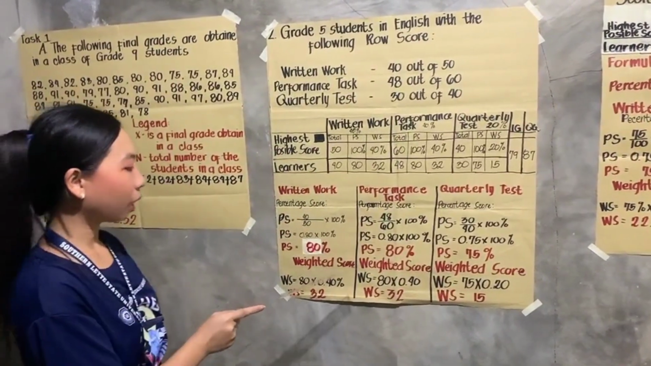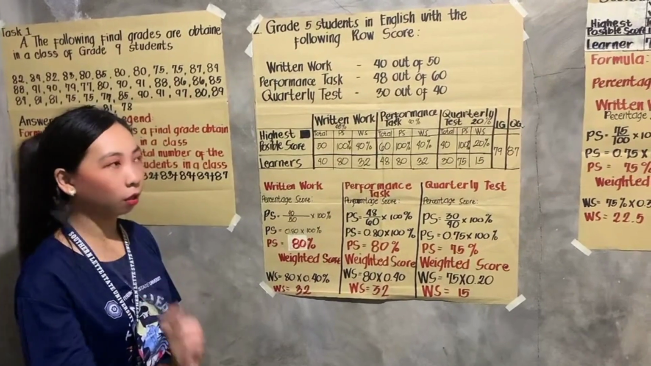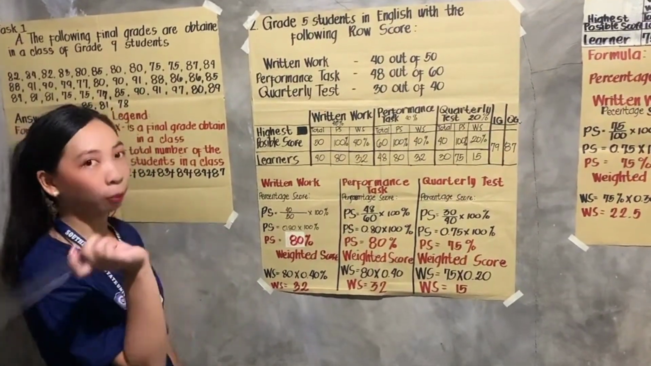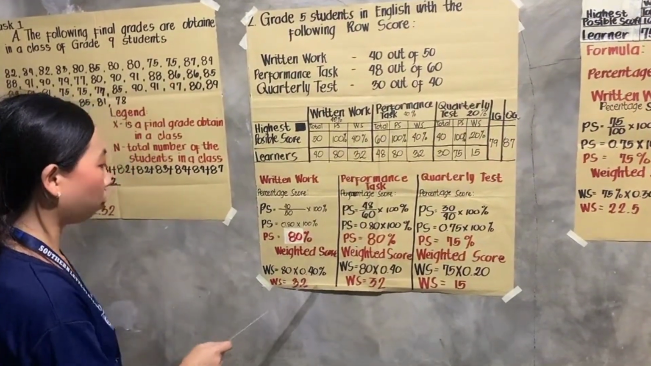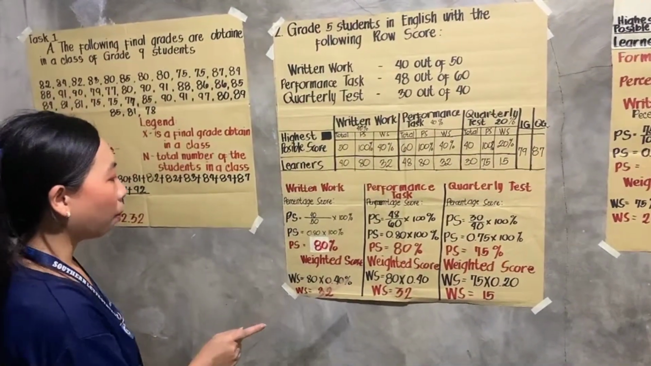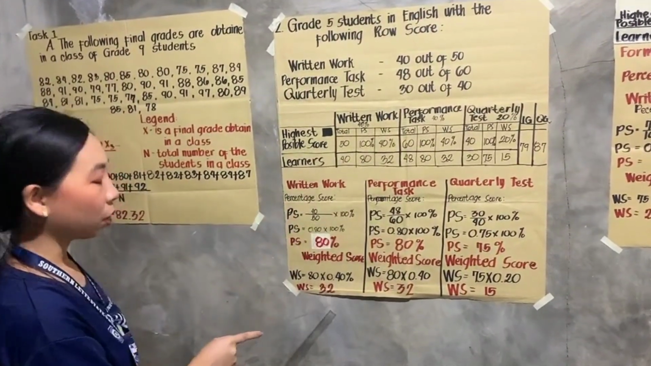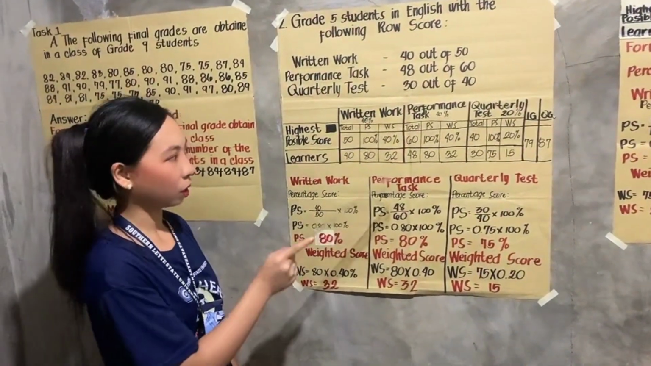In getting the weighted score, we're still going to use the same method or the same formula as the previous one that I've used. So the percentage score multiplied by 40% for the written work, so that would be 32, which is this.